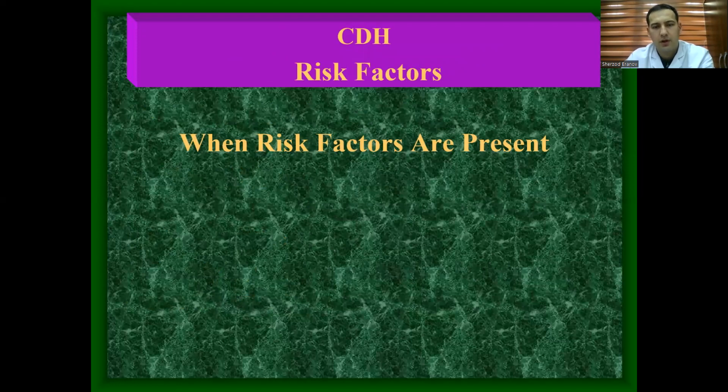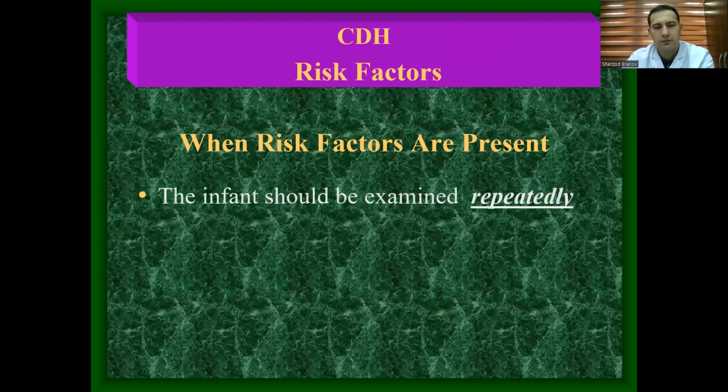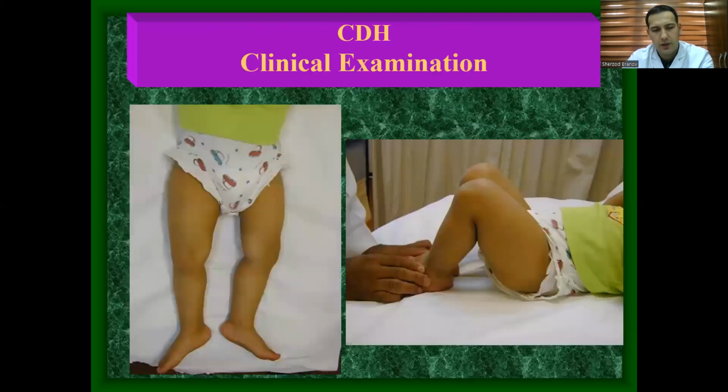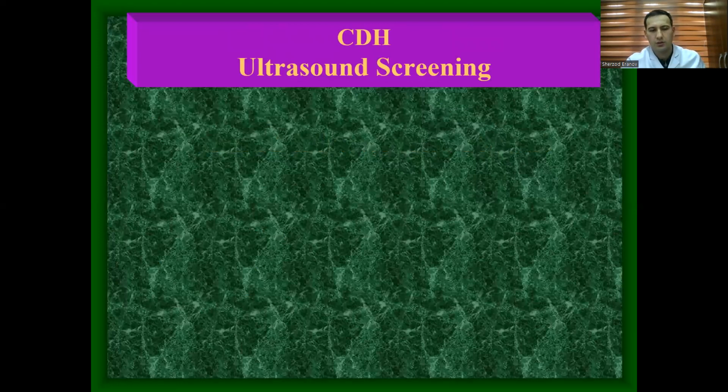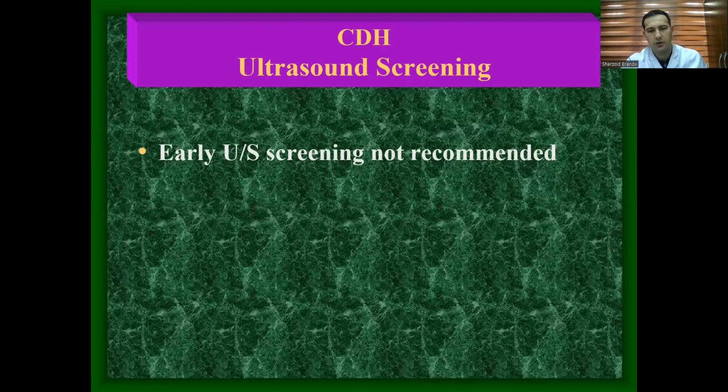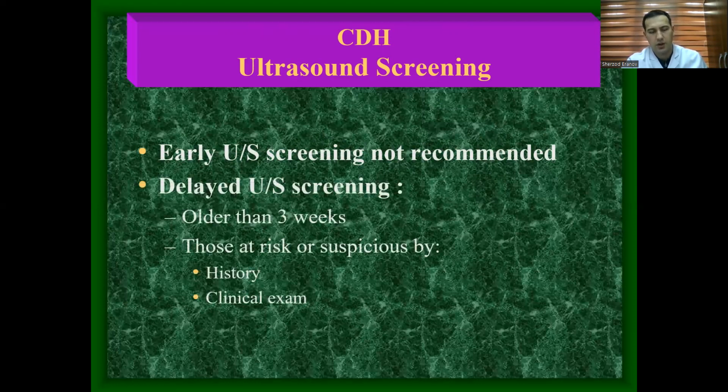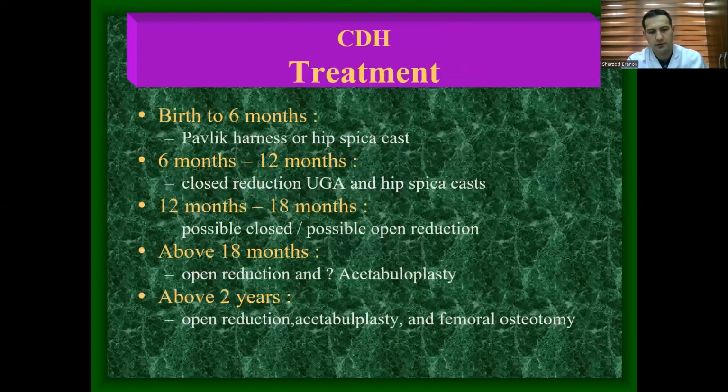When risk factors are present, the infant should be examined repeatedly. The hip should be imaged by US or X-ray. The child is shown here during clinical examination. Next one is ultrasound screening. Early US screening is not recommended. Delayed US screening, older than 3 weeks, for those at risk or suspicious by history and clinical exam.